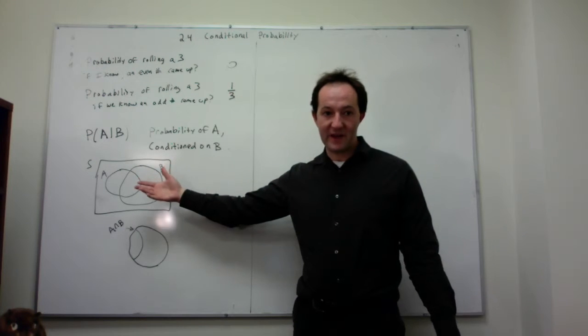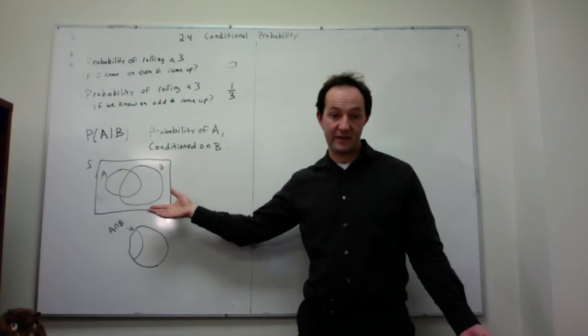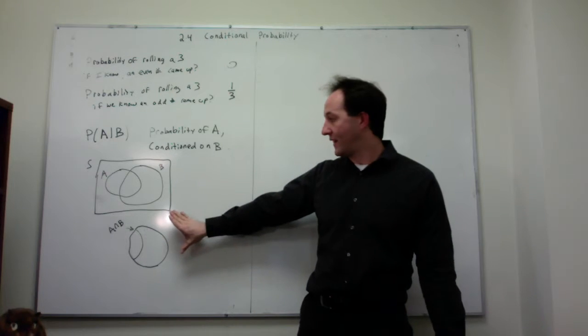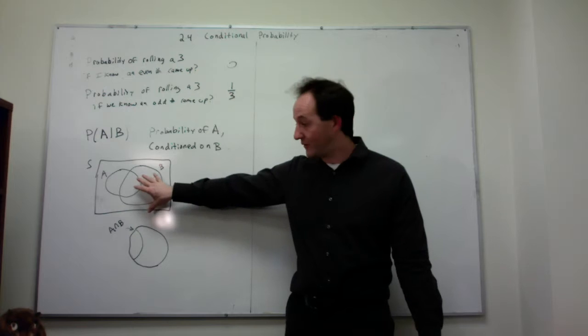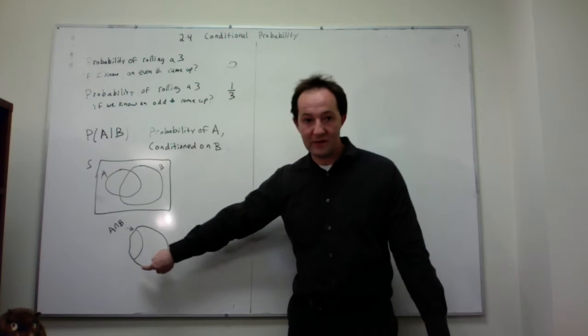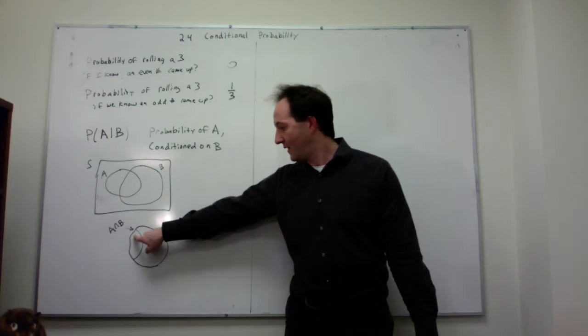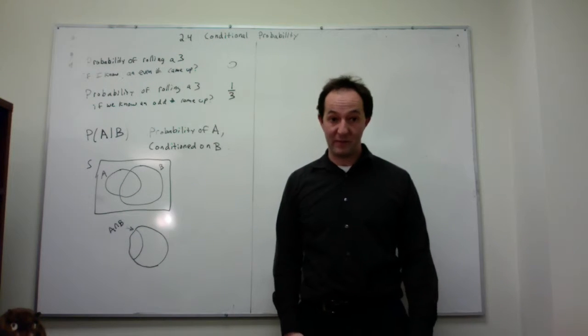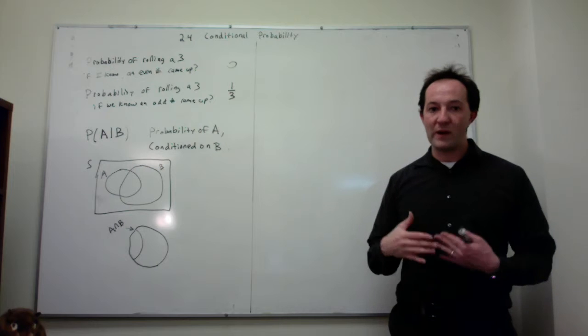So originally I had a sample space of S, A and B were two events inside of S. If I condition on B, I'm considering a new sample space that is just the part of S that is equal to B. And now within that new sample space, A intersection B is the part of A that lay within B.